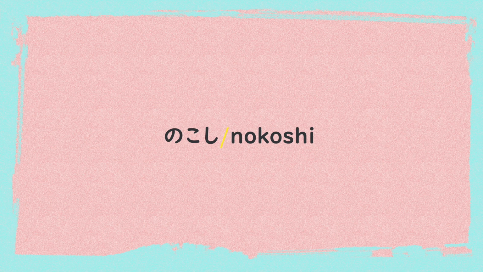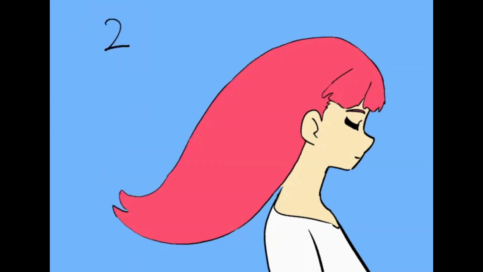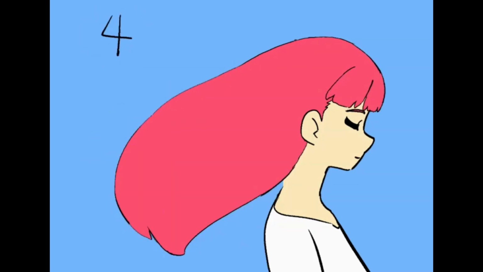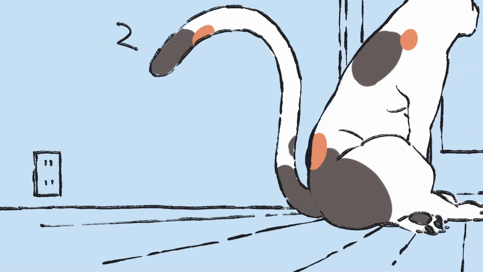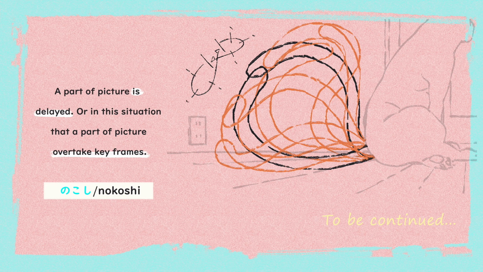Nokoshi. Sometimes animation is very strange. Look at this, for example. A part of the picture will be drawn delayed. Or in a situation like this, a part of the picture will overtake the keyframe. Afterwards, it follows the keyframes. This technique is called nokoshi. These techniques are called follow-through and overlapping action in English.